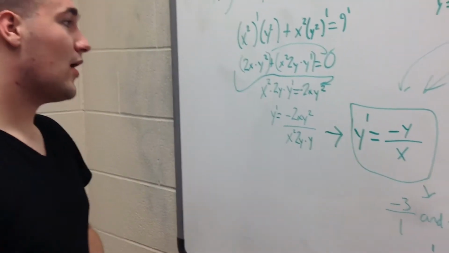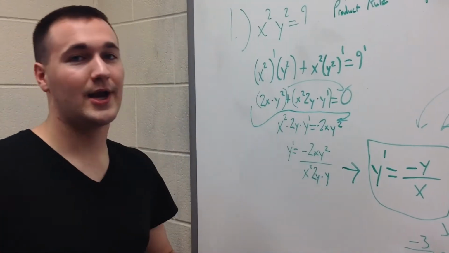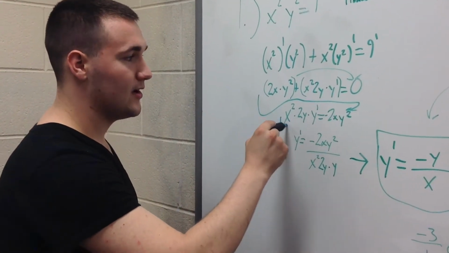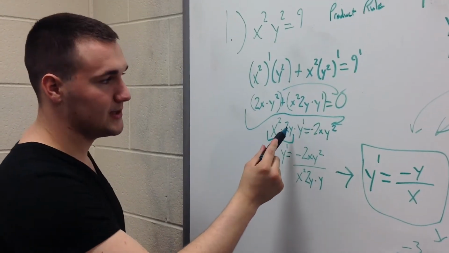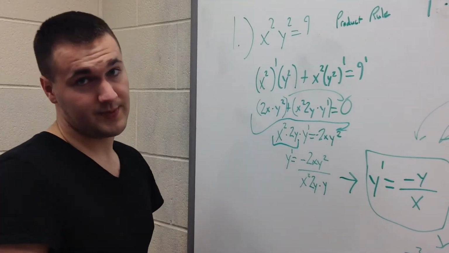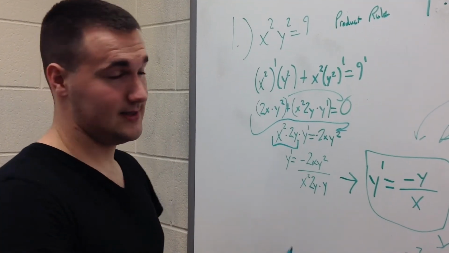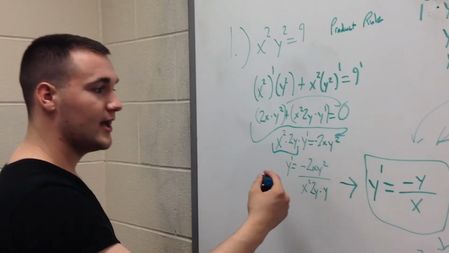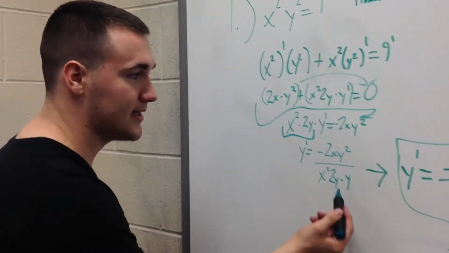So now I want y prime all by itself, that way I know what y prime equals. So I go ahead and divide both sides by this right here, because you know this is being multiplied by y prime. So the only way to undo multiplication is to divide. So now we have y prime is equal to negative 2xy squared divided by x squared times 2y times y.